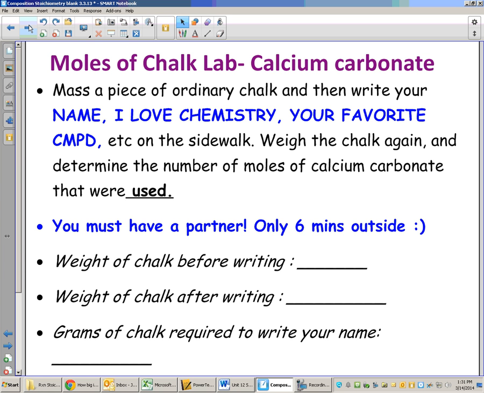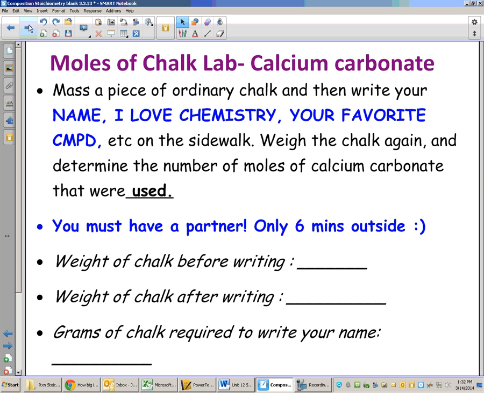What you have to do is find a partner. Hold on, not yet. So find a partner. You have to weigh the mass of your chalk. Who knows what chalk is made of? Calcium carbonate. Good job, Jillian. How did you know that? Oh, crap. Right, okay. Calcium carbonate.